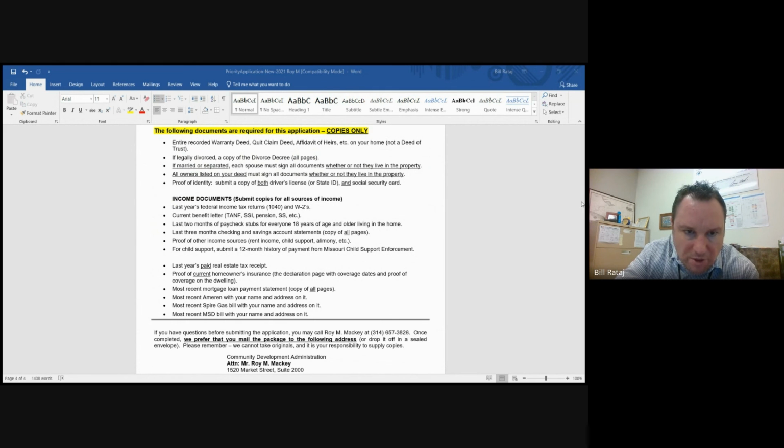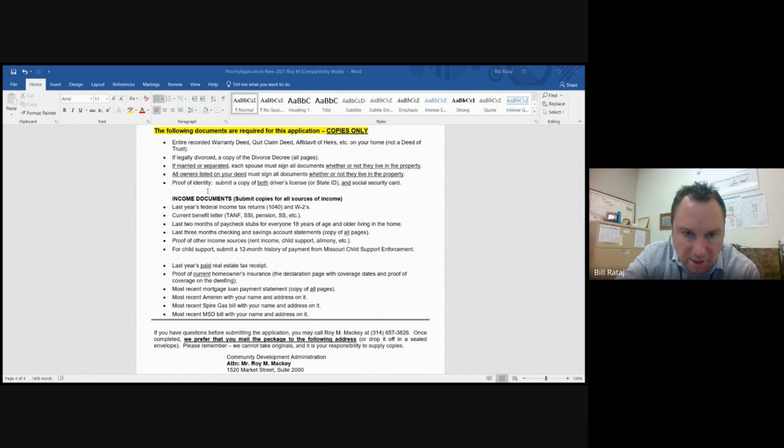Okay, the last year's paid real estate tax receipt. If you forgot where you put that or you can't find it, again, we could generally verify that online through access to information we have here. And again, if you aren't able to pay your taxes, there may be some programs to help you with that, but not everybody qualifies for that. So the rule of thumb is to make sure your taxes are paid.